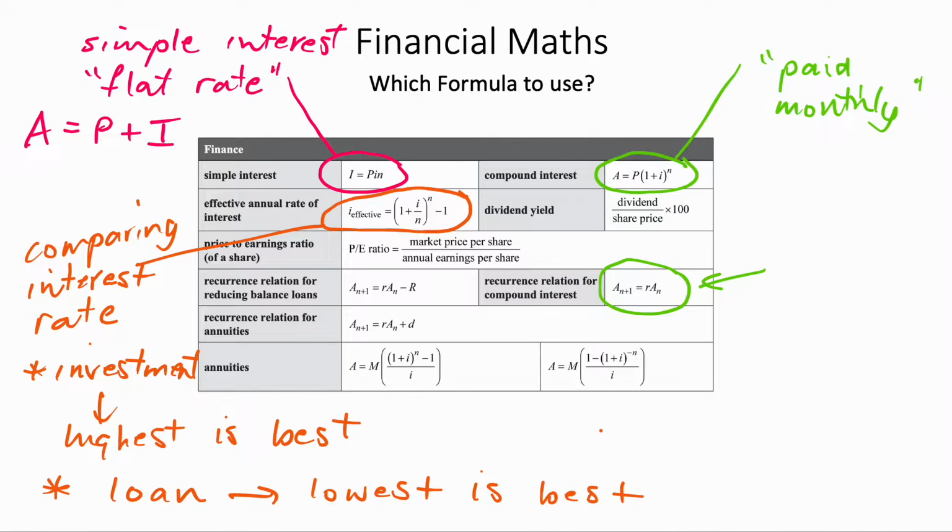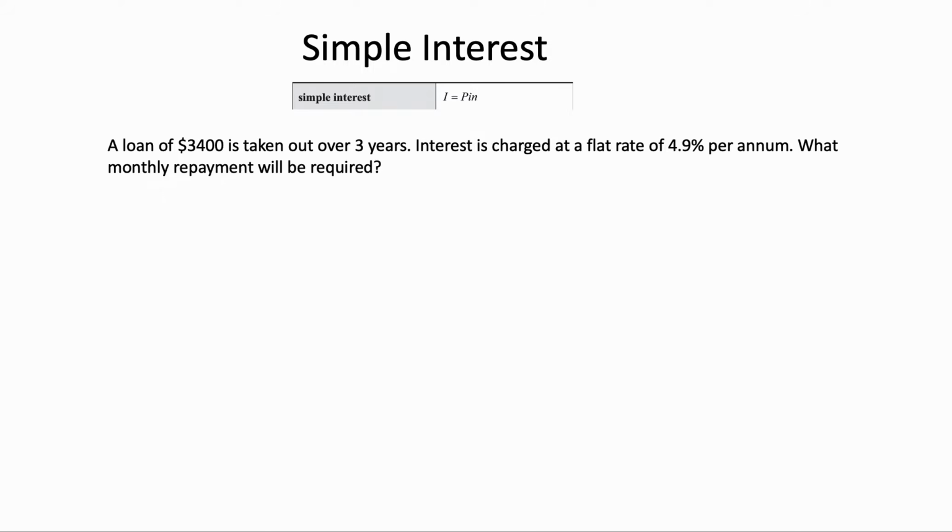Okay, so now let's have a look. I've got some examples ready to go. So here's an example of a simple interest question. We've got a loan of $3,400 taken out over 3 years. Interest is charged at a flat rate, 4.9% per annum. What monthly repayment will be required? So what we've got to be careful of here, they're talking about monthly repayments, so you don't want to immediately think of it as an annuity or like a reducing balance loan, because they've used the term flat rate of 4.9%. That's our clue that it's just a simple interest question.